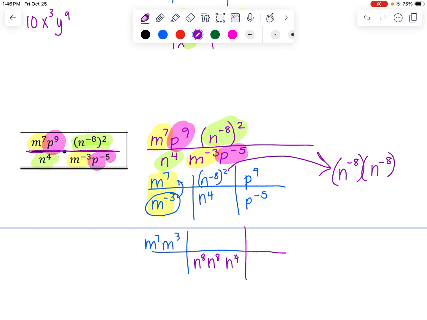And then the same thing with this exponent. So p to the negative 5 is in the denominator, so we're going to bring it up into the numerator.